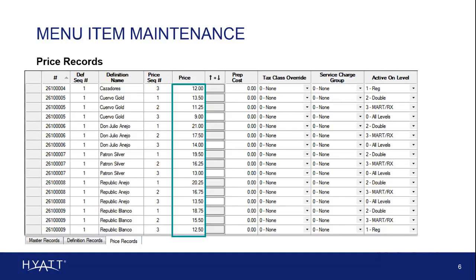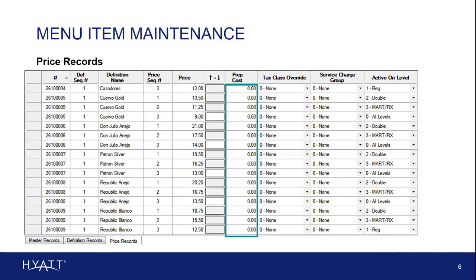The reason we put all levels last is because as Symphony is looking for which level you're set to, it starts at the top and works sequentially down. So if you put your first price sequence number 1 as 0 all levels, that's going to catch first, and you're never going to make it past that to your double or martini. So it's important for your beverages, if you're configuring happy hour prices or double martini rocks prices, you always put the all levels as the last price sequence number record to catch anything else that wasn't already previously specified.